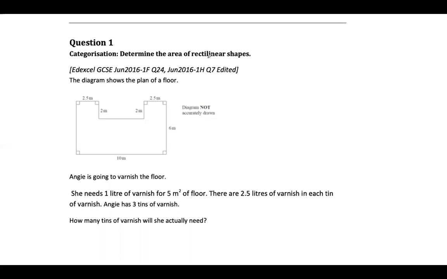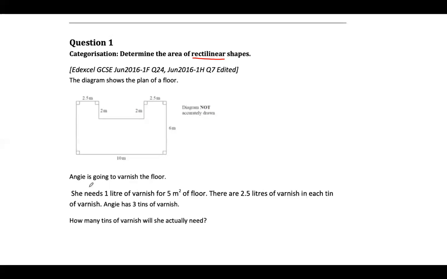So it's about determining the area of rectilinear shapes. Now, don't be put off by a big name. Sometimes if you have big names in a question, don't get put off. Just read the question carefully and do what the question wants, okay? Right, so we have a rectilinear shape, which is a 2D shape with closed straight lines and 90-degree angles.